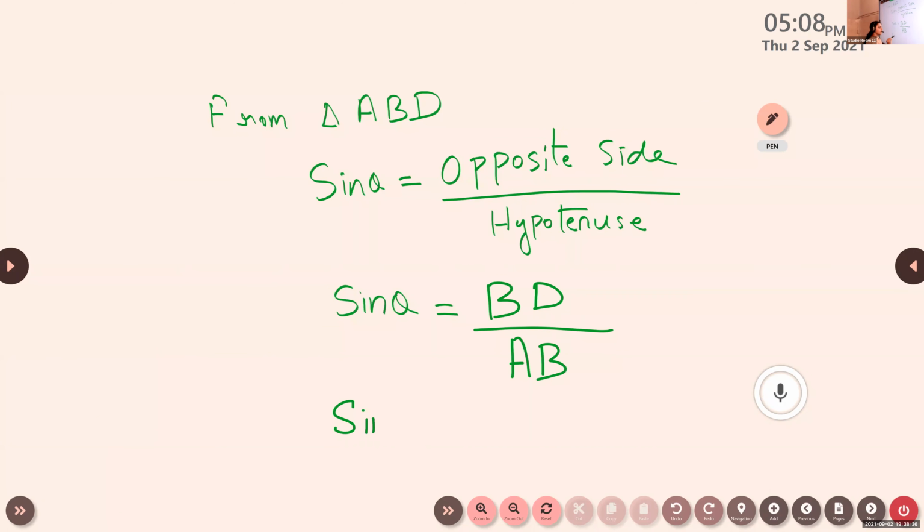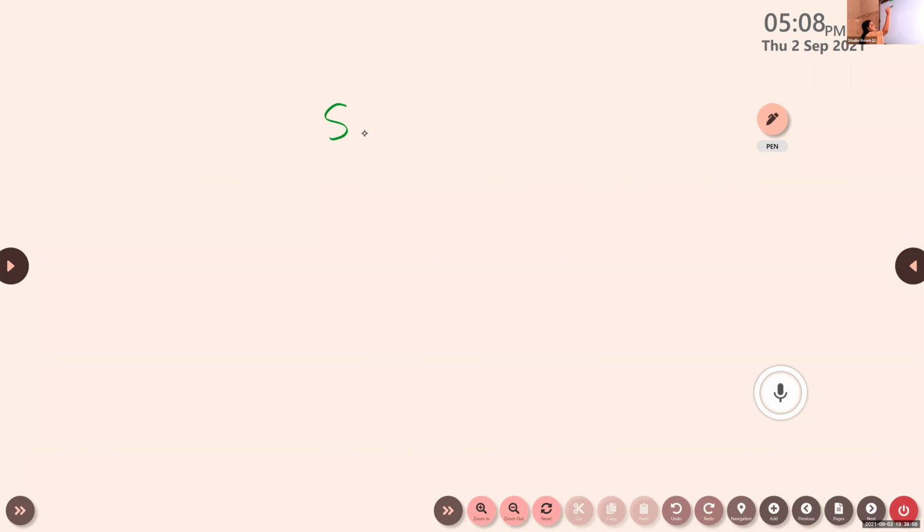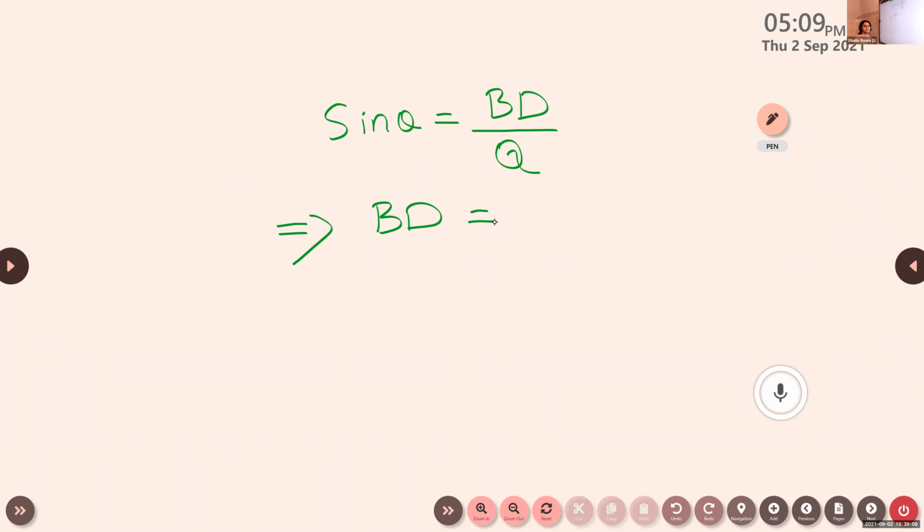Or we can write sin theta is equal to BD divided by the value of AB from the figure, Q, the same. So from this, we can calculate the value of BD. So sin theta is equal to BD by Q, which implies BD is equal to, any idea? Q sin theta. Very good, Q sin theta. So now we get the value for AD and that of BD. So here BD is Q sin theta.